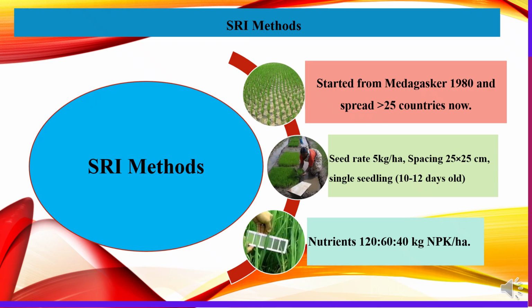Water management, not in your original text but essential for SRI. Unlike traditional flooded systems, SRI uses intermittent irrigation, keeping the soil moist but not continuously submerged. This encourages deeper root growth, improves soil aeration, and reduces methane emissions.